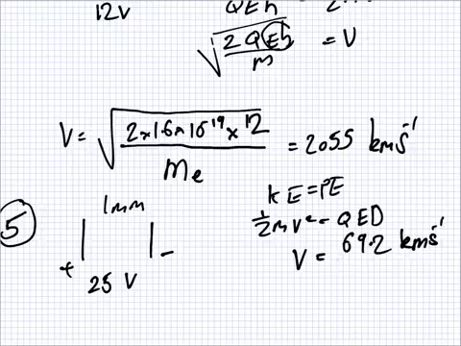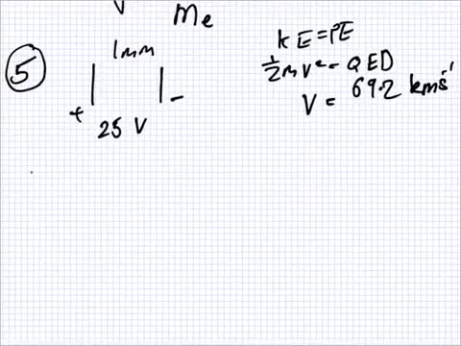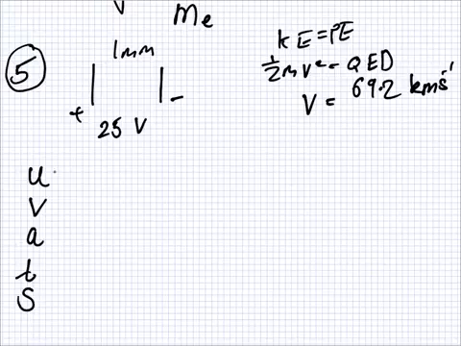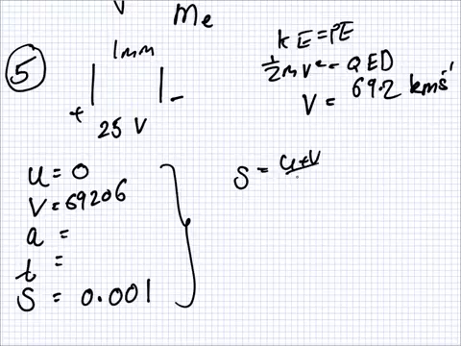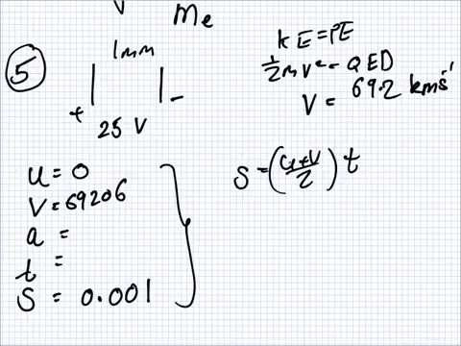But that's not what I want. I want, is it the time? Yeah. Right, so we have to do it as a U, V, A, T. Yes, the U is 0, the V is 69206, the A we don't know, the S is 0.001. So I think I'll use S equals U plus V over 2 times T. So when you solve this, you get T equals 28.9 nanoseconds.